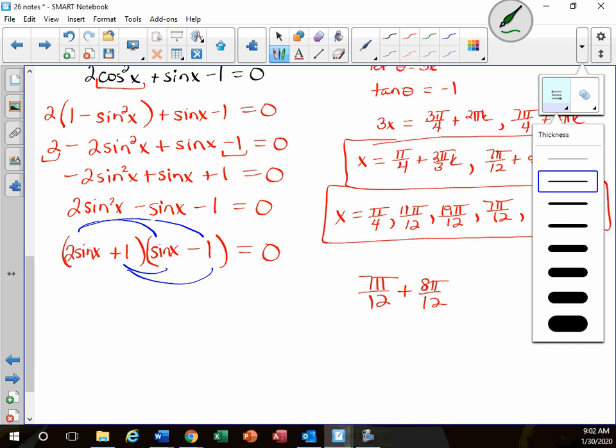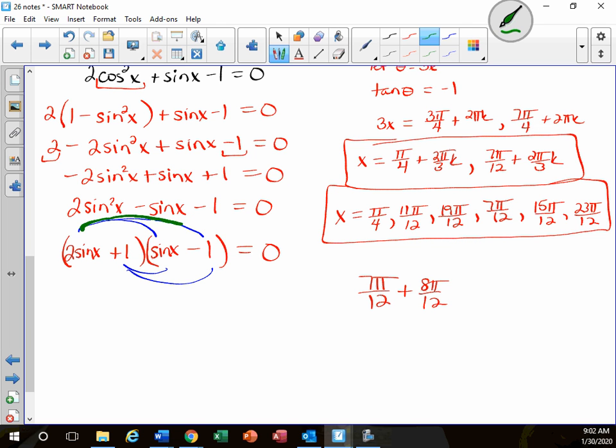What determines that middle term is 2 sine times -1 and 1 times sine, because those are the two you're going to combine to get that middle term. So you should just be checking that in your head. That's -2 sine plus 1 sine. Yep, that gives me the term that I want. If it doesn't, try switching the values, okay?